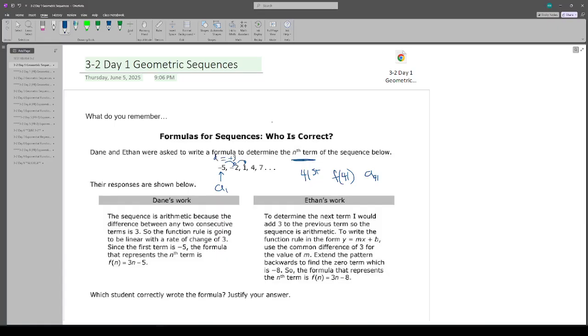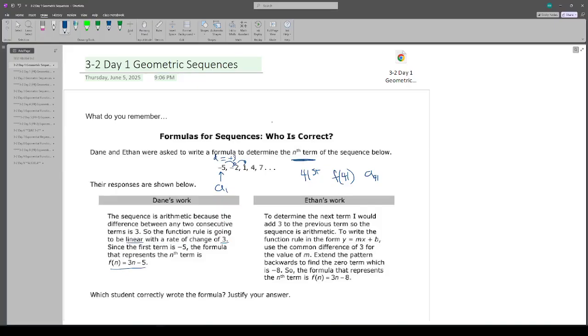So Dane says that the sequence is arithmetic because the difference between two consecutive terms is 3. Seems good. The function rule is going to be linear, correct, with a rate of change of 3, or common difference of 3. Since the first term is -5, the formula for the nth term is 3n minus 5. So everything seemed good in his explanation. Let's check out this last part.